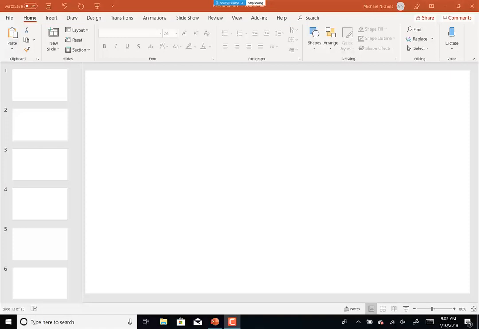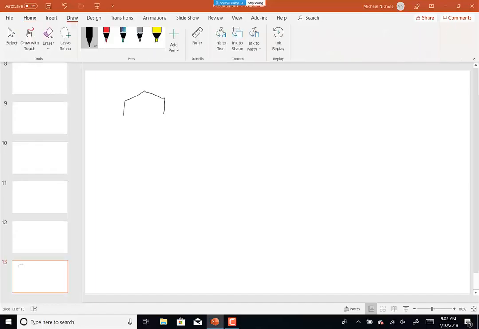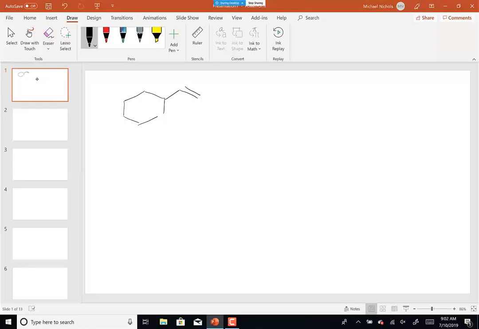Okay, questions about what we did yesterday. We ended with doing anti-Markovnikov addition of HBr. So in order to do anti-Markovnikov addition, I have to add hydrogen peroxide to the mixture. And so once I do that, we've got a different set of answers to the three questions that we said yesterday.